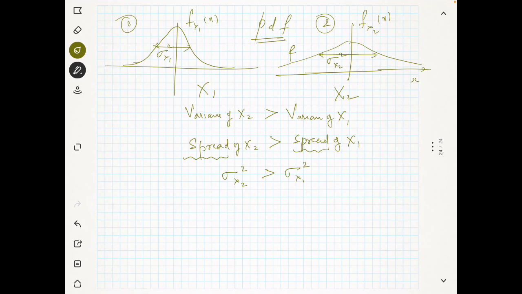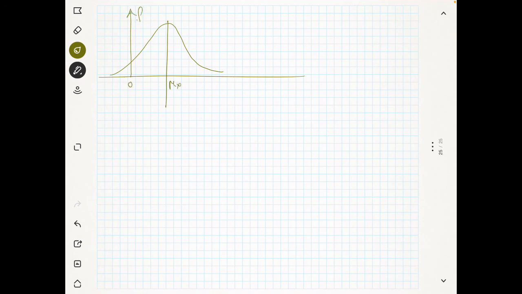Now we will see how the probability distribution function will look. We have the density function something like this. This is your 0 and this is your mu x, and this is your f x of x, which has the form 1 by square root of 2 pi sigma x square into e power minus of x minus mu x the whole square divided by 2 sigma x square.